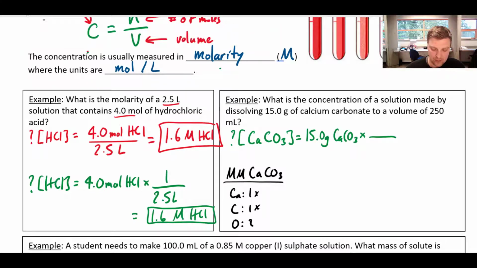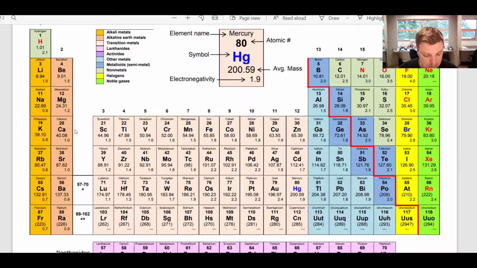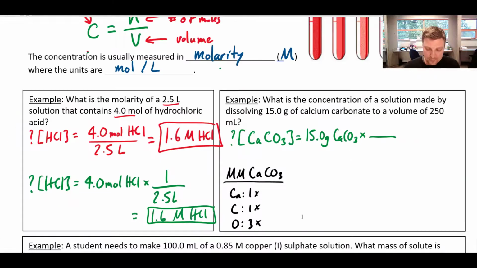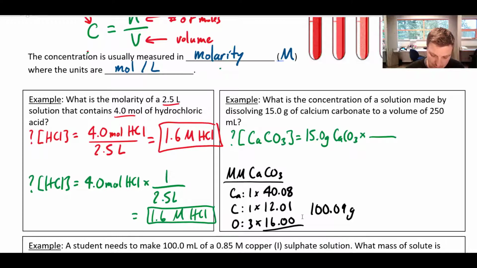Now I can check my periodic table. Calcium is right there. It's 40.08. I remember that carbon is 12.01, and oxygen, I've done that a bunch, that's 16.00. So all of those things add up to a molar mass of right around 100.09 grams per mole. That's for calcium carbonate.